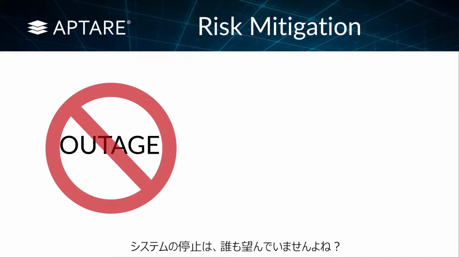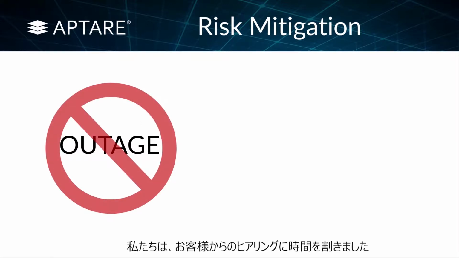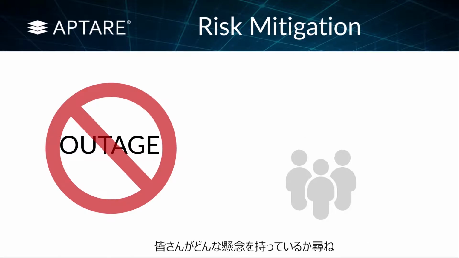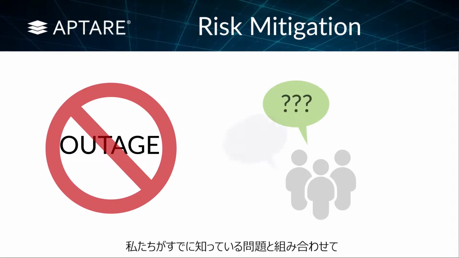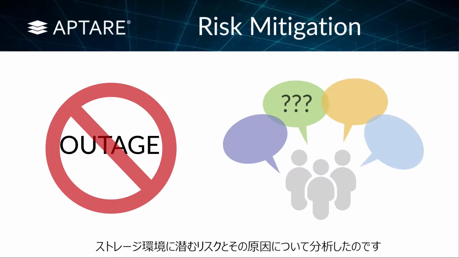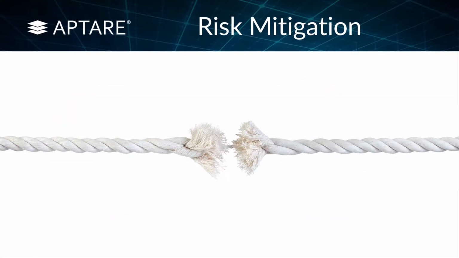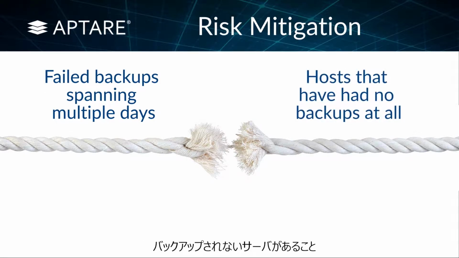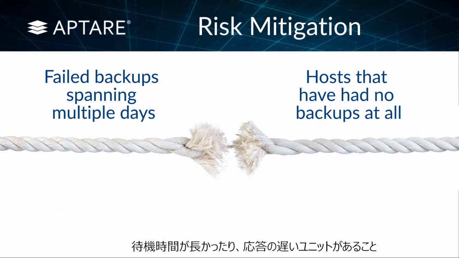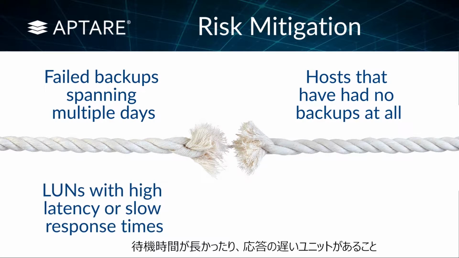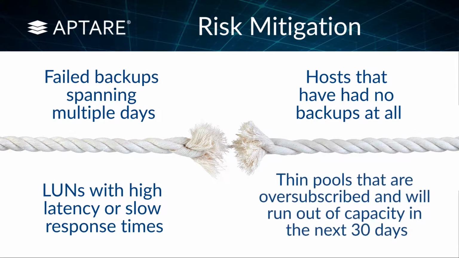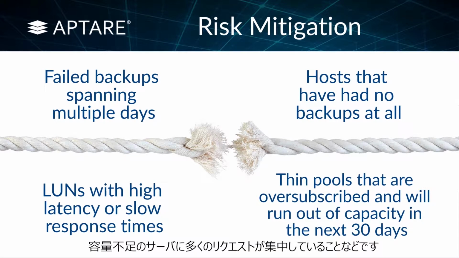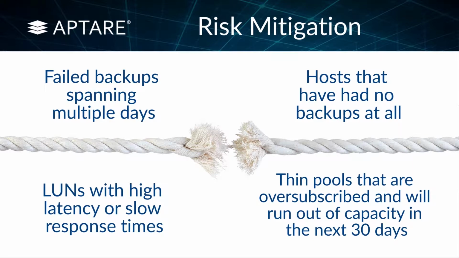Nobody wants an outage. When developing the easy buttons, we drew upon years of input from our customers. We'd often ask them about what risks they were facing in their storage environments. By combining what we knew about typical problem areas along with the input that we got from our customers, we were able to identify many potential areas of risk, such as failed backups spanning multiple days or hosts that have had no backups at all. On the storage side, LUNs with high latency or slow response times, thin pools that are oversubscribed and will run out of capacity in the next 30 days, those types of scenarios.